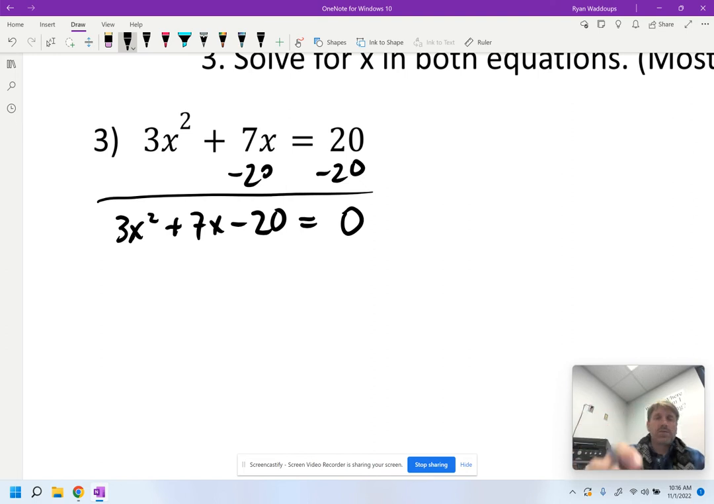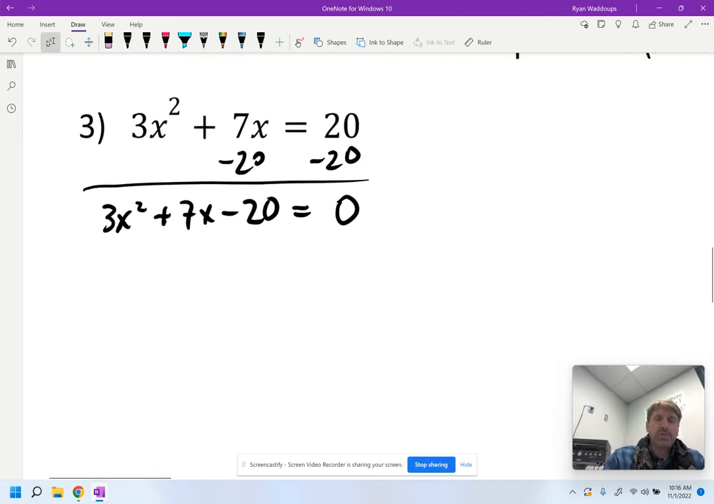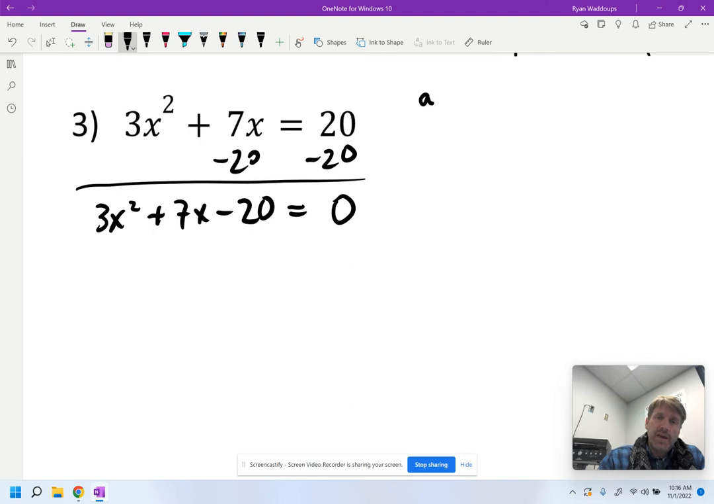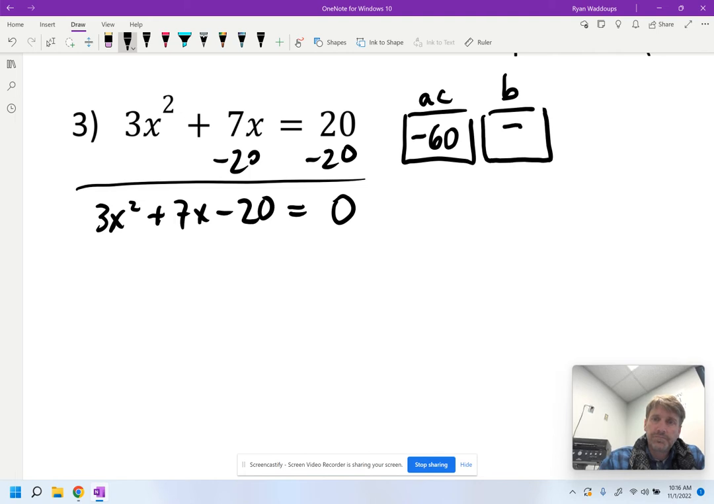And so 3x squared plus 7x minus 20, I'm going to say my AC is 3 times negative 20. That'd be negative 60. And my b value is 7. And so I'd say 1 times 60 is 60. Since it's negative 60, I'm going to put the negative on one of the numbers. If I put it on the 60 and add them, they give me a negative result. But since b is positive, I'm going to put the negative on the 1.